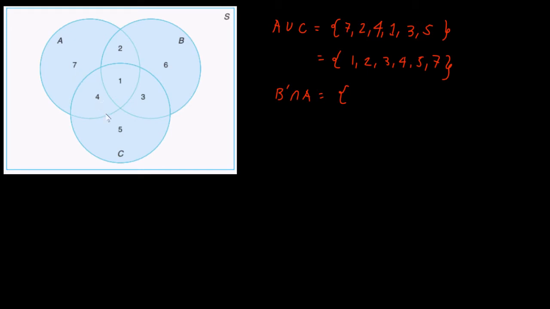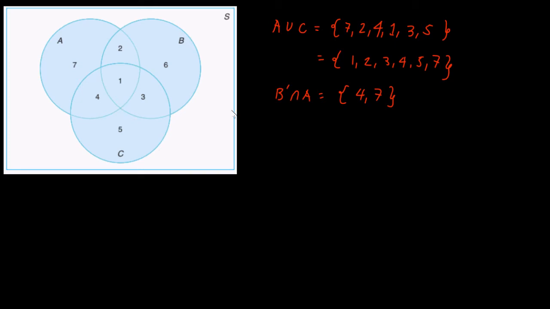Now, we are looking also for the intersection with A. The complement of B is 7, 4, and 5, which are regions on A and C. And it also intersects the event A. So what regions intersect event A? There are only two regions that intersect event A which are also in the complement of B: 7 and 4. Written in ascending order, 4 and 7. So regions 4 and 7 are the intersection of the complement of B and A.